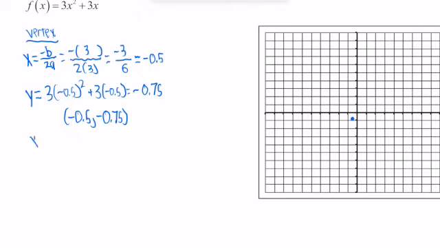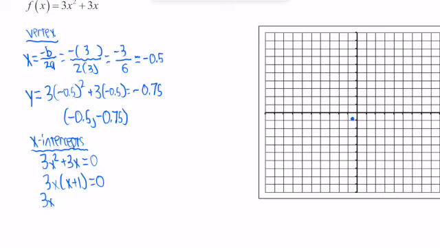Next, let's work on the x-intercepts. To find the x-intercepts of a function, you take the function and set it equal to 0 and solve the equation. Here we have 3x squared plus 3x equals 0. To solve this by factoring, we start by factoring out the greatest common factor of 3x. And we would have 3x times x plus 1 equals 0.